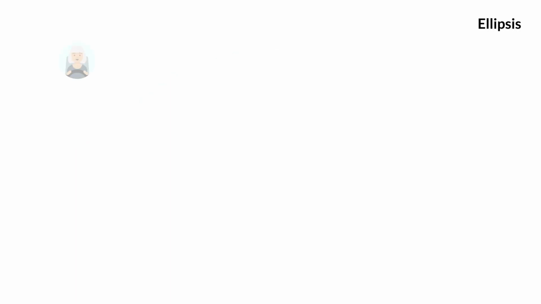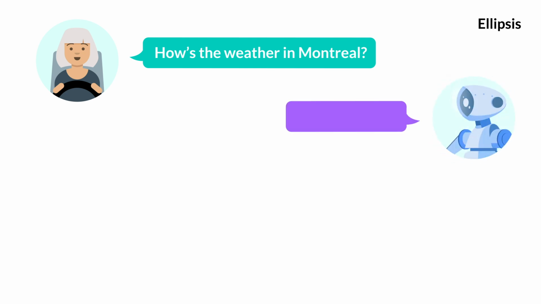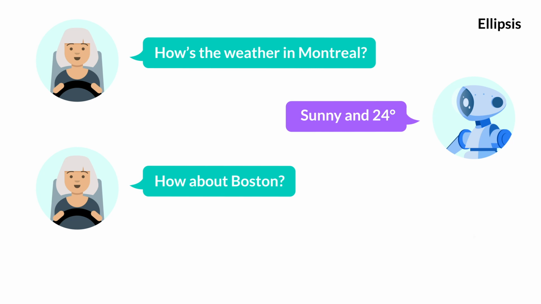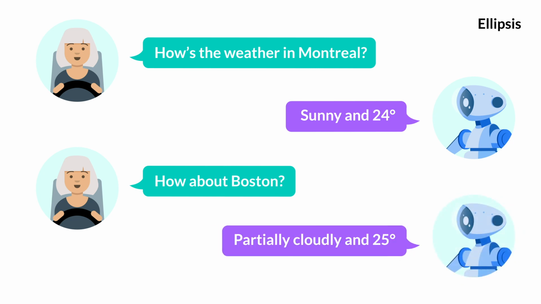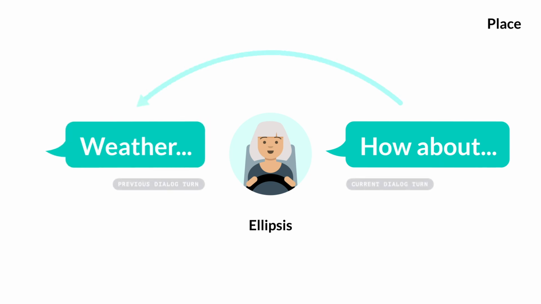Ellipsis is a little different. Here's an example. How's the weather in Montreal? Currently sunny and 24 degrees. How about Boston? Partially cloudy and 25 degrees. I said how about instead of repeating how's the weather. With ellipsis, the action from the previous dialogue turn is implied.